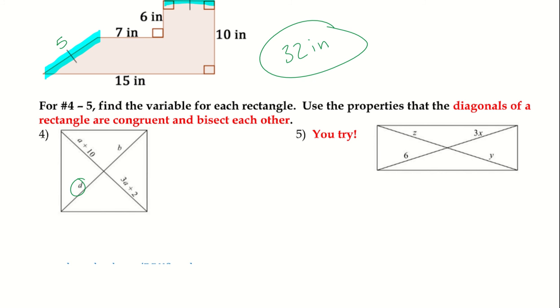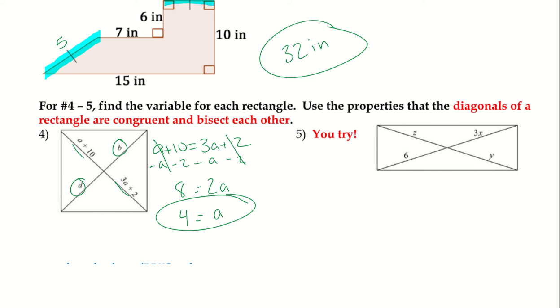Before we can find D and B, even though I know it's equal to each of these sides, I need to find A first. So I'm going to say that A plus 10 is equal to 3A plus 2. And subtract A, and I'll subtract 2. So those cancel. And I now have 2A equals 8, which will give me A equals 4.